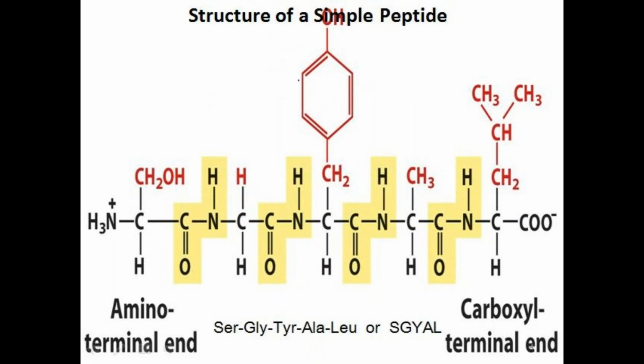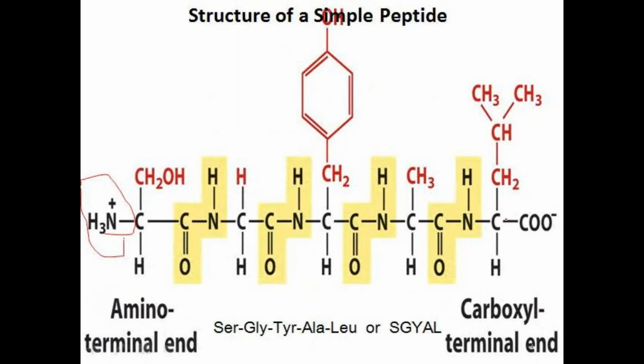And this is a simple structure of a simple peptide. Normally the protein sequence starts with the amino terminal and ends with the carboxy terminal. That means the starting ion that forms is the NH3 plus, which is called the amino terminal end, whereas the ending terminal is the carboxy terminal end.